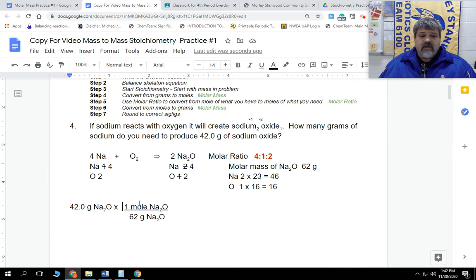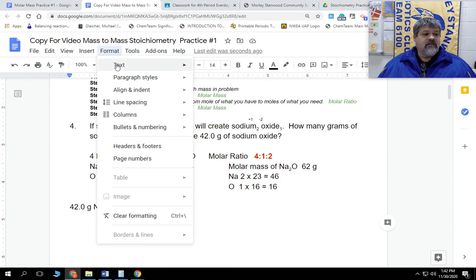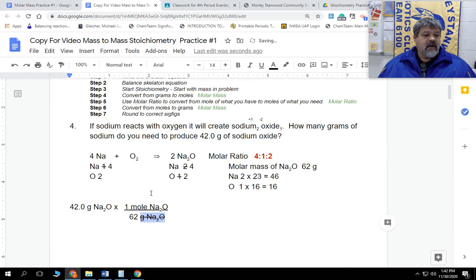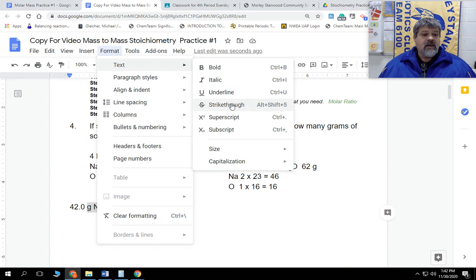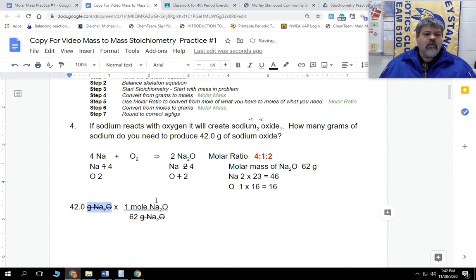Now I know that it's converted to moles because I have grams of sodium oxide on the bottom and grams of sodium oxide on top. We don't have to worry about the numbers, so we're just going to get rid of our grams of sodium oxide on top and bottom. And again, we're getting rid of them because I have them on top and bottom, so they're not in the way of seeing where we're at. So now we're at moles.